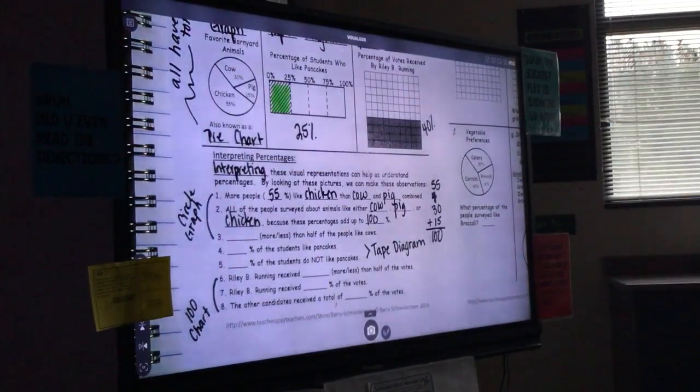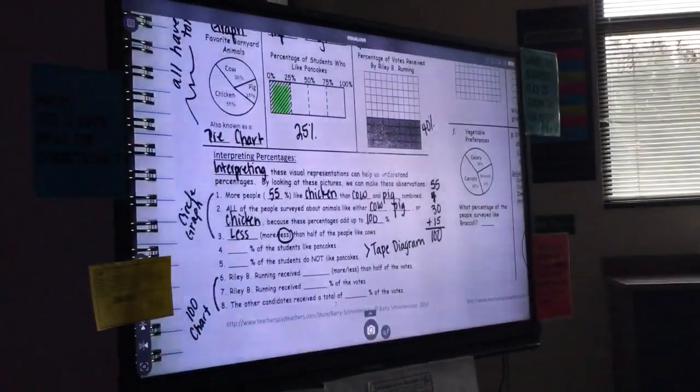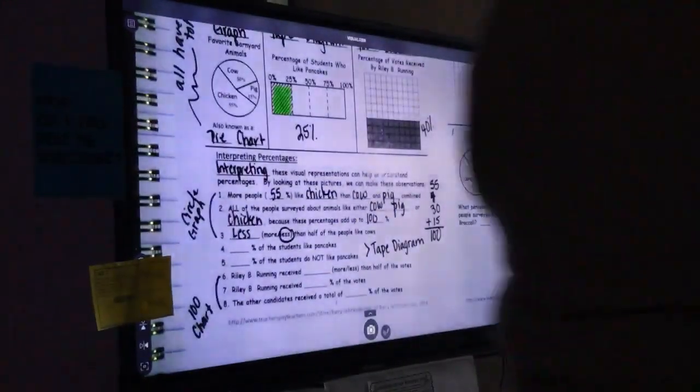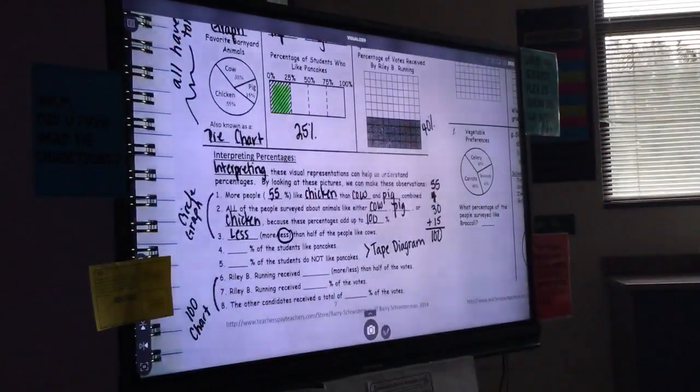All right, the last question for this one. Blank, more or less than half of the people like cows. So is it more than half of the people like cows or less than half the people like cows? And how do you know? Sincere? How do you know? Because why? So half is 50, at least 50, right? And you know that the cow is how much percentage? 30%. So that's perfect. He knows that half is 50, so therefore the cows are less than half.